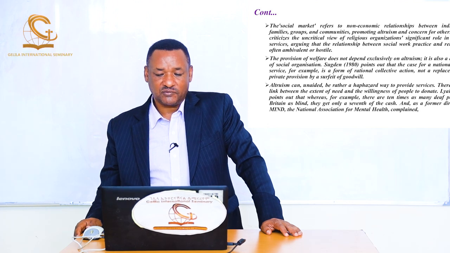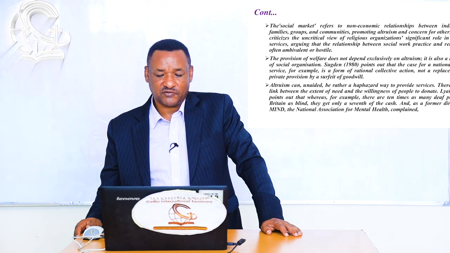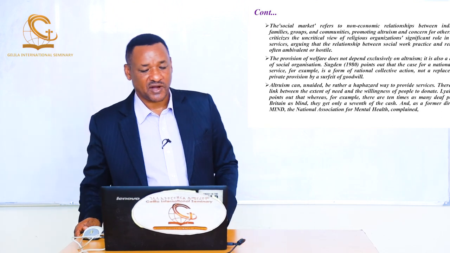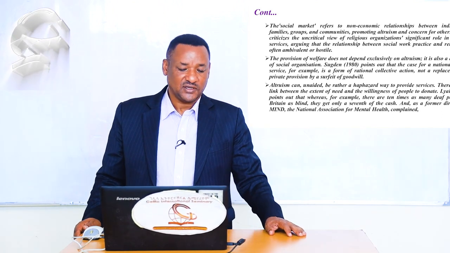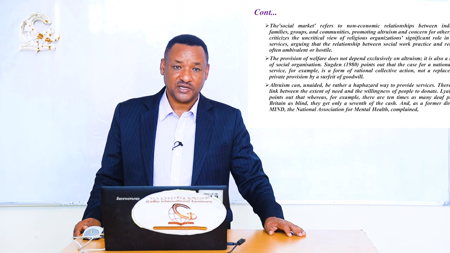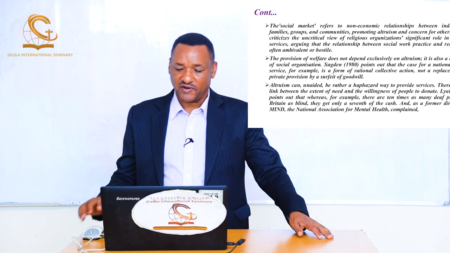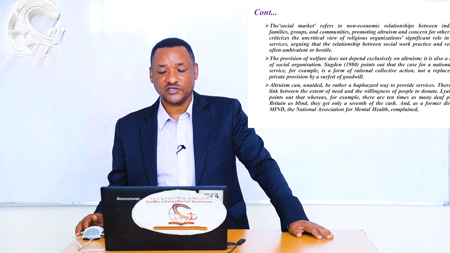Titmuss in 1980 points out that the case of the National Health Service, for example, is a form of rational collective action, not a replacement of private provision by a surfeit of goodwill. Therefore, unaided altruism can be a rather haphazard way to provide services. There is little link between the extent of need and the willingness of people to donate.